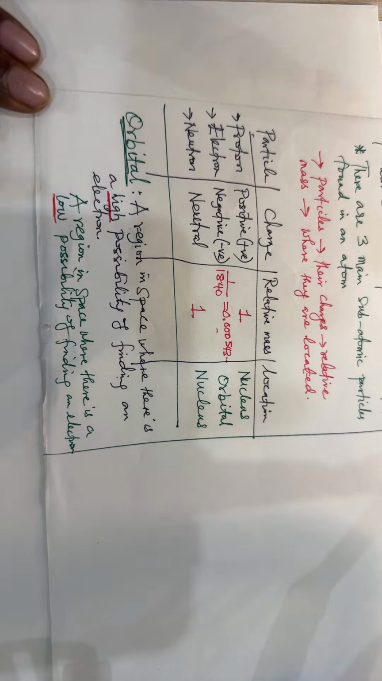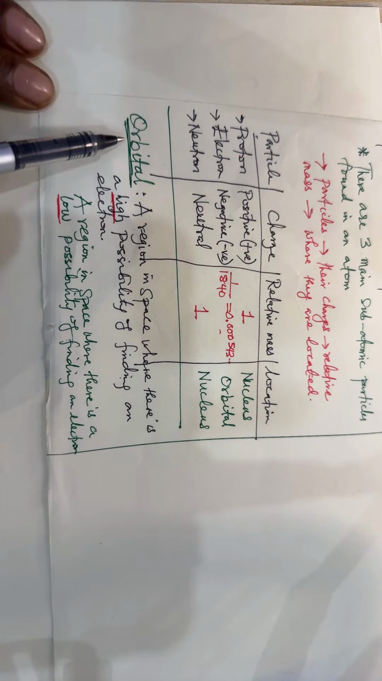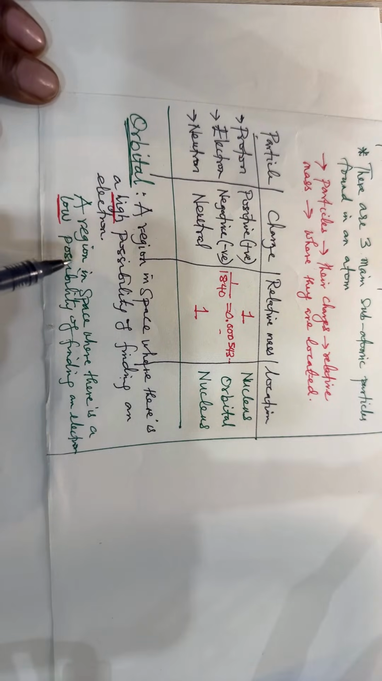If the region in space where there is high possibility of finding an electron is called orbital, then a region in space where there is a low possibility of finding an electron is called what?